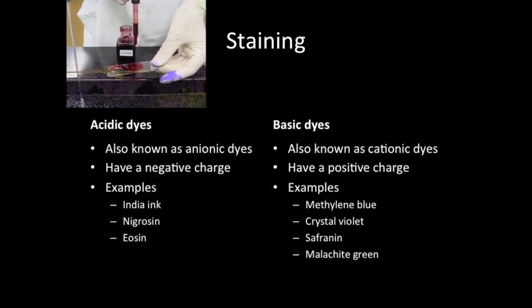Basic dyes, also known as cationic dyes, on the other hand, have a positive charge and are attracted to structures or components of the cell that are negatively charged or are acidic. Some examples of basic dyes that will be used in lab this semester are methylene blue, crystal violet, safranin, and malachite green.